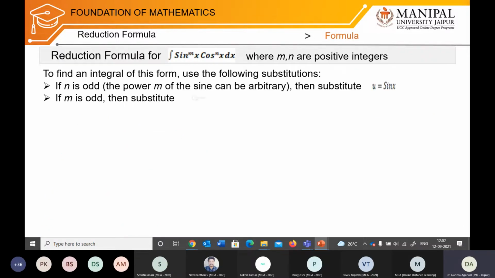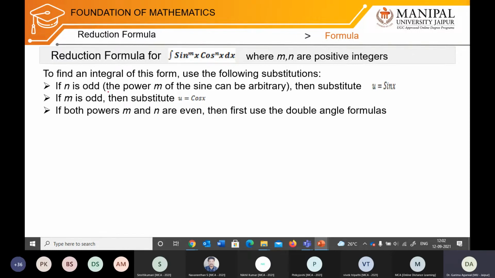Here also we have integration of sine raised to m x cos raised to n x dx, where m and n are positive integers. If n is odd, the power m of the sin x can be arbitrary, then we'll substitute u equals to sin x, right? If n is odd, whatever the value of m is, whether it is even or odd, we'll substitute u equals to sin x. If m is odd, we'll substitute u equals to cos x. If both the powers are even, then first use the double angle formula, then we'll integrate it, right?